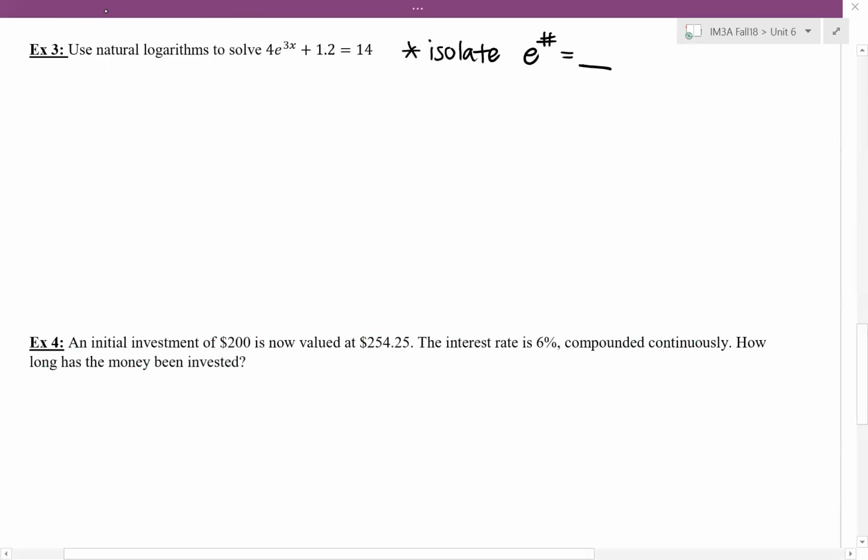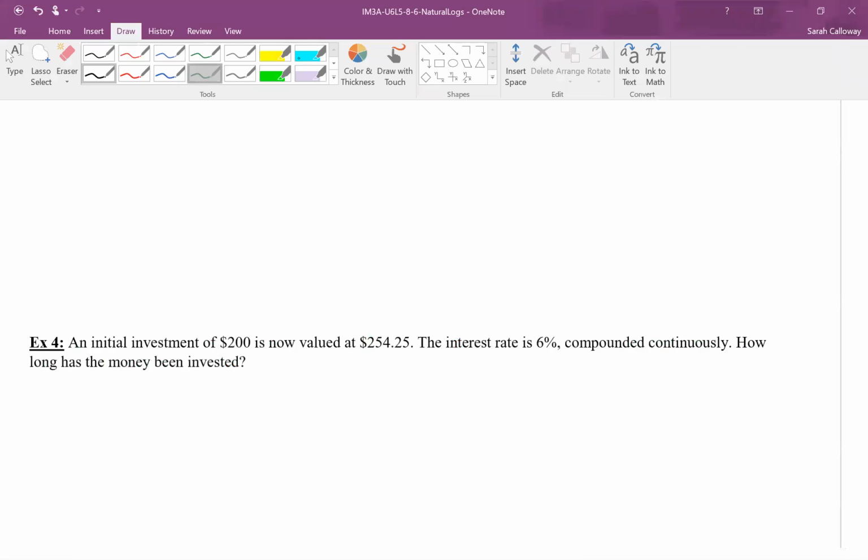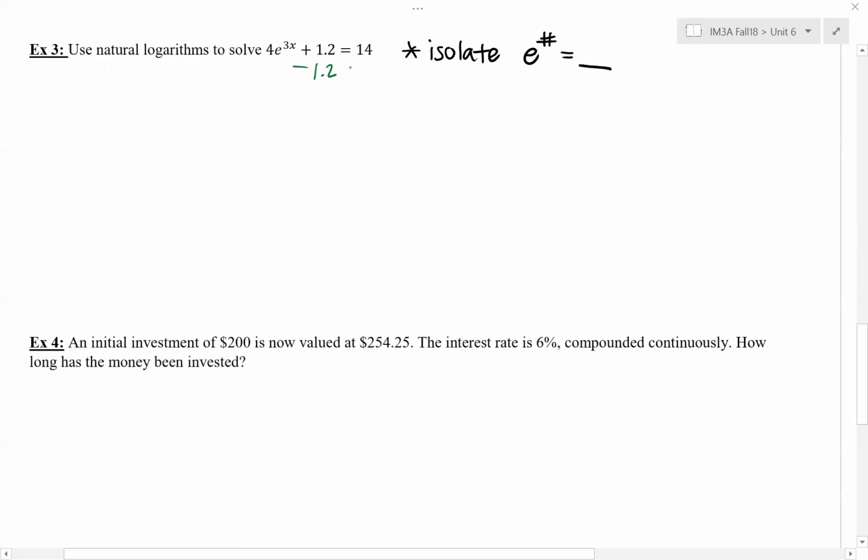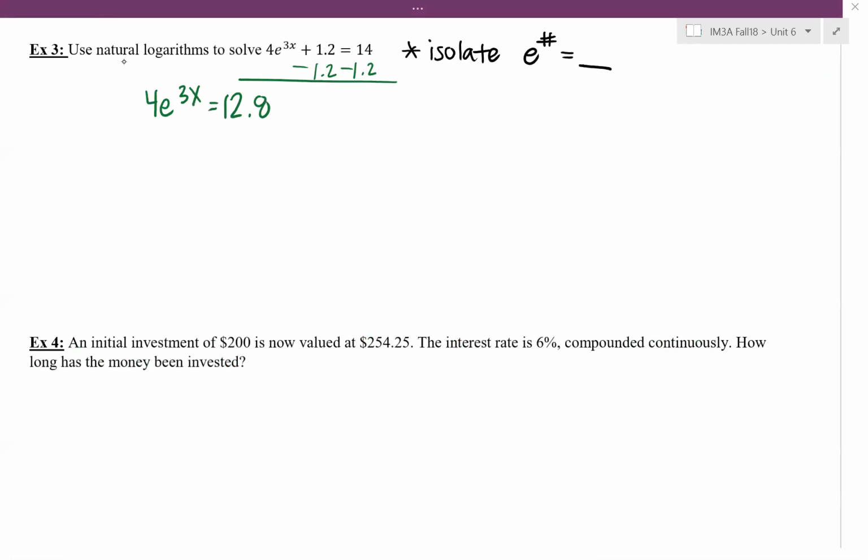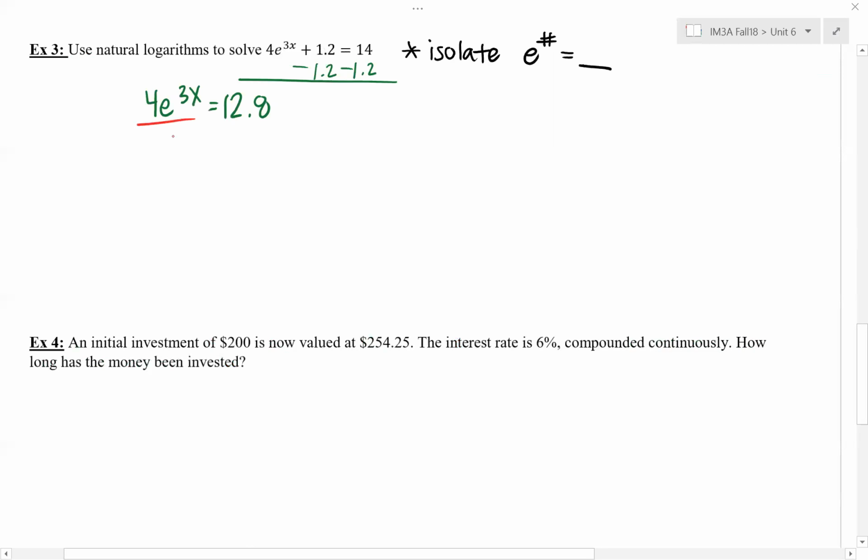So if I think about e as just a variable, even though it's a number, I want to subtract 1.2 from both sides, which will give me 4e to the 3x power equal to 12.8. To get e by itself, I have to now divide both sides by 4. When I divide 12.8 by 4, I get 3.2. So e to the 3x equals 3.2.